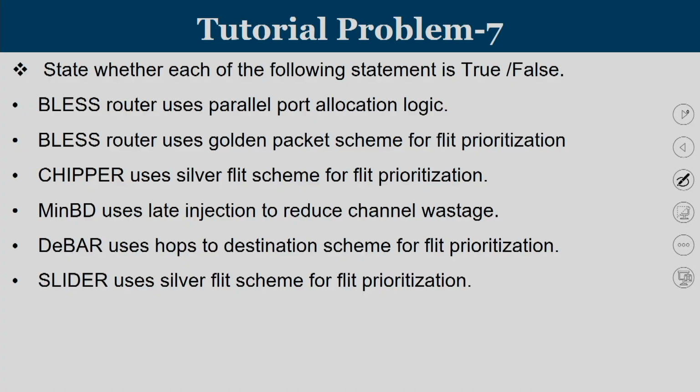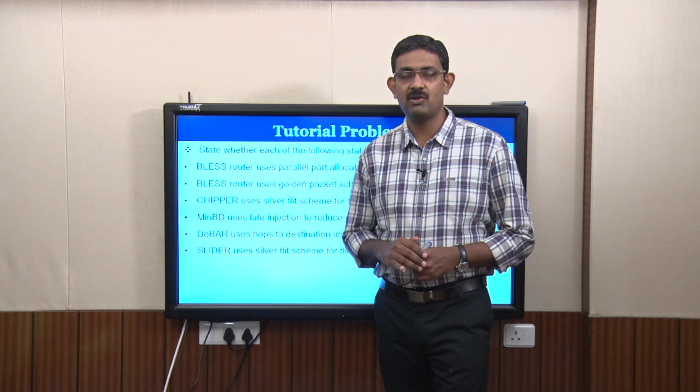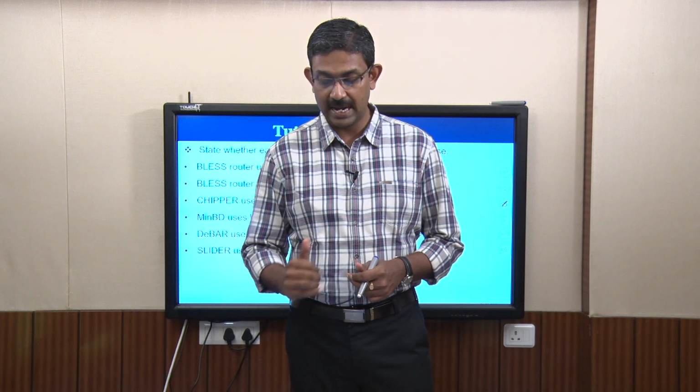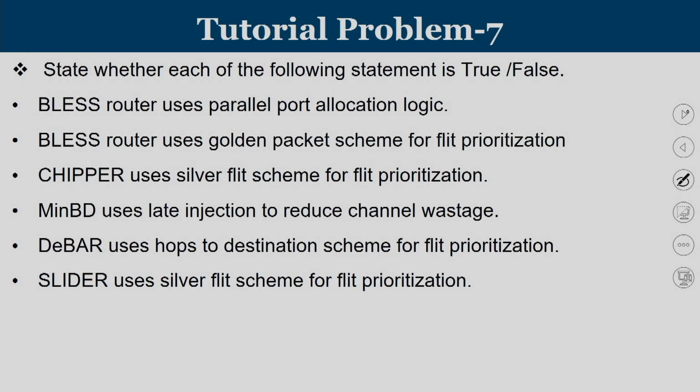Now, this is a set of statements in tutorial problem number 7. Some properties with respect to energy efficient NOC routers, like bufferless deflection routers and minimally buffered deflection routers, are given. We have to say whether each is true or false. We have 2 statements with respect to BLESS, 1 statement with respect to CHIPPER, 1 with MinBD, 1 with D-bar and 1 with Slider. Only if you understand the router pipeline of all these routers can we solve these kinds of statements. These statements check how deeply you know the internal working of these bufferless deflection routers.